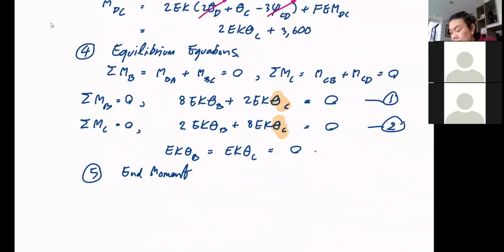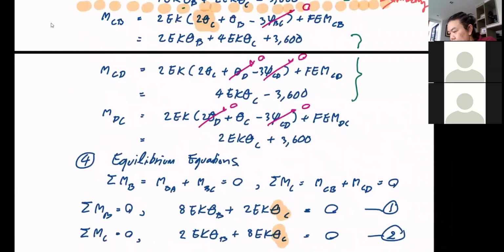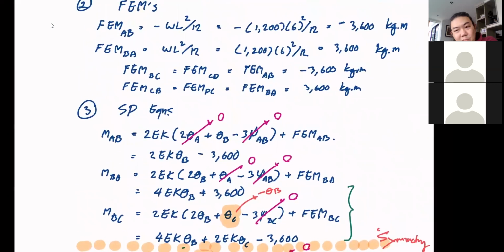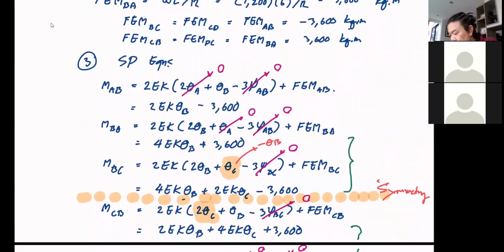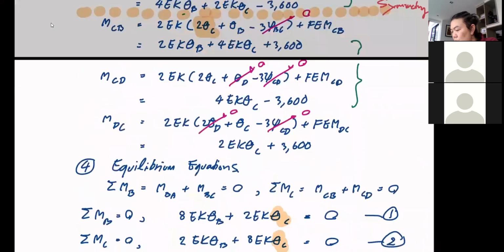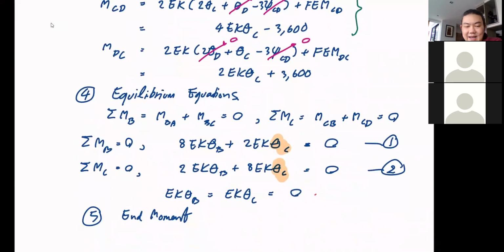Because now we know that zeta B and zeta C are 0, it might as well say that moment is equal to fixed moment. Correct? Because when it's 0, this term is 0. So MAB is exactly minus 3600. MBC is 3600. And MCB becomes, BC becomes minus 3600. Remember, whatever you do, when you check back, your equilibrium equations will always be satisfied.